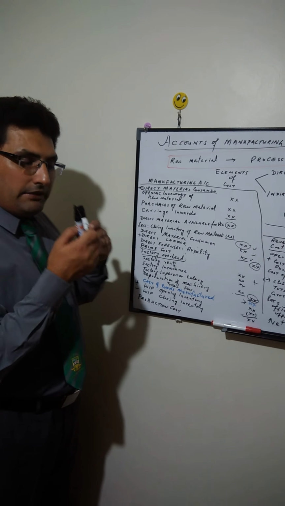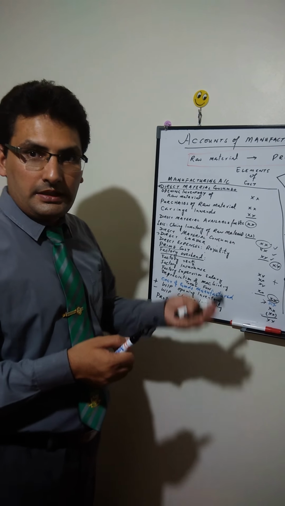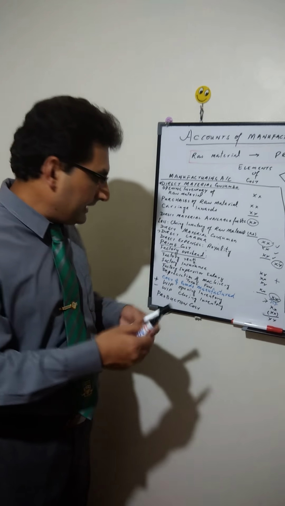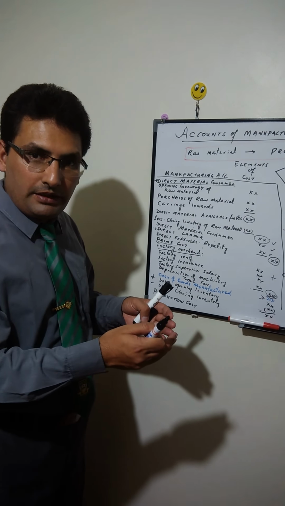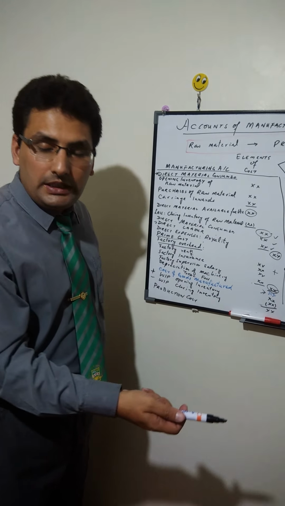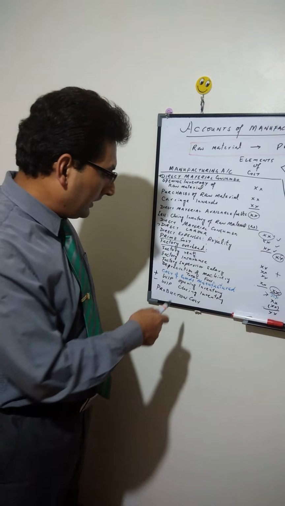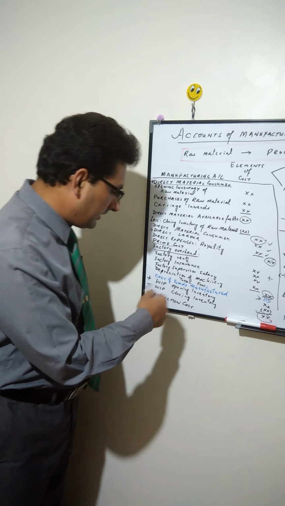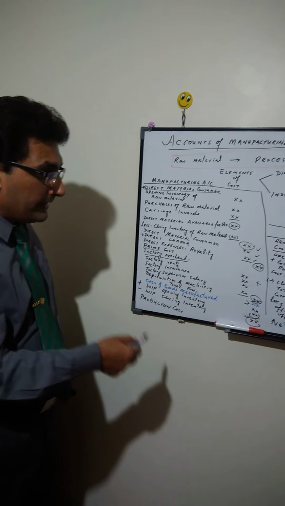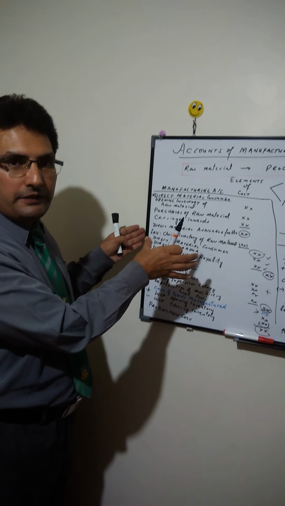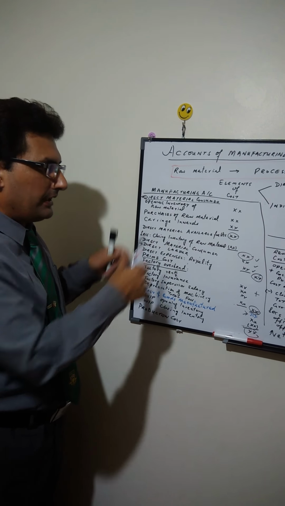Whatever items were at the start of the year and have not been processed yet, we call work in process opening inventory, and that amount we add, and the closing inventory for work in progress we subtract. The amount that comes out is your production cost. This production cost is the outcome of your manufacturing cost or manufacturing account.